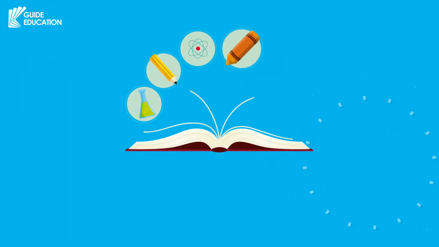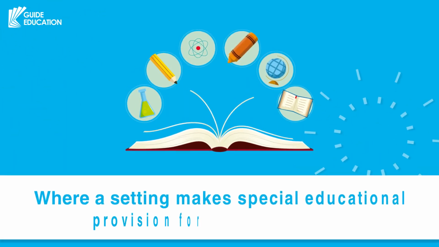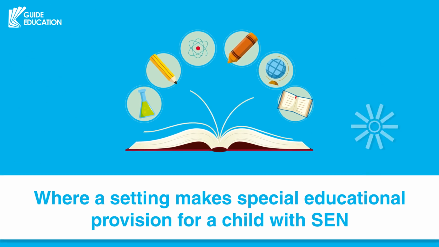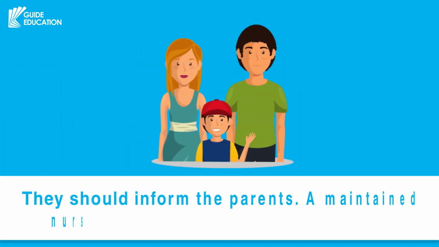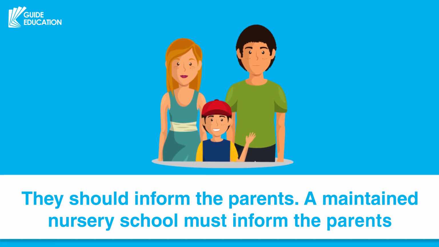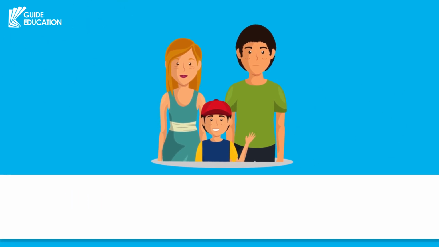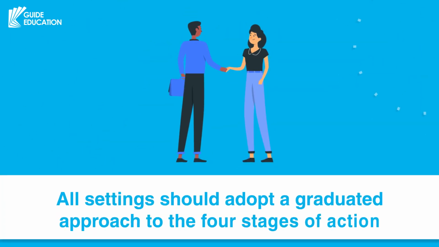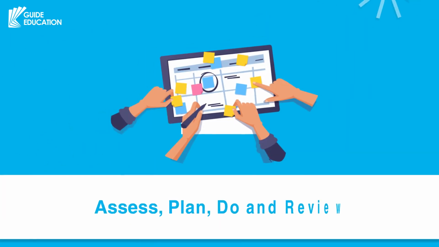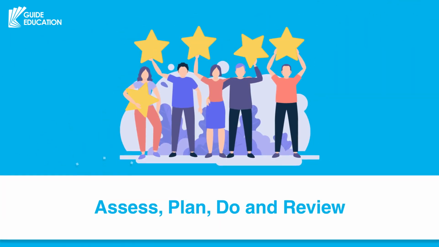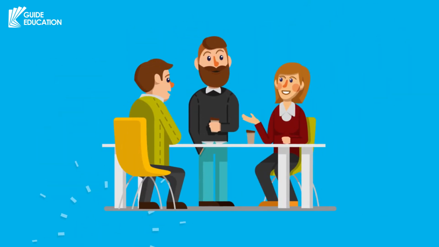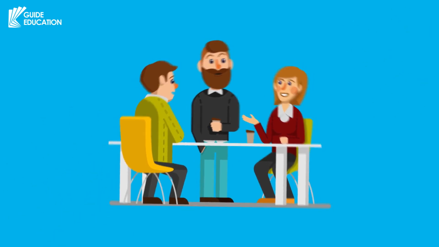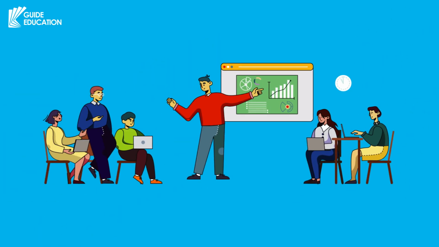So, from the code of practice, where a setting makes special educational provision for a child with SEN, they should inform the parents. A maintained nursery school must inform the parents. All settings should adopt a graduated approach to the 4 stages of action: assess, plan, do, and review. And if you do these things really well in your school, you'll see colleagues coming to you and saying, this child couldn't do this, and now she can. It shouldn't be a surprise.